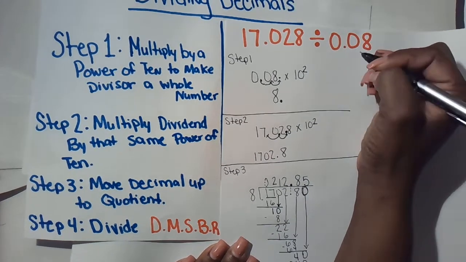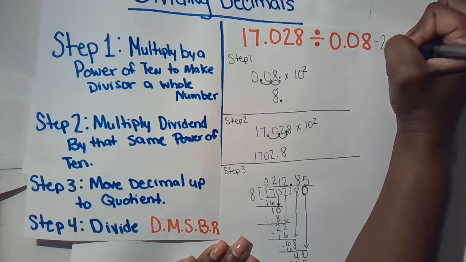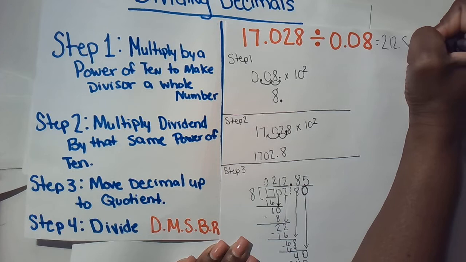So our quotient is going to be 212 and 85 hundredths.